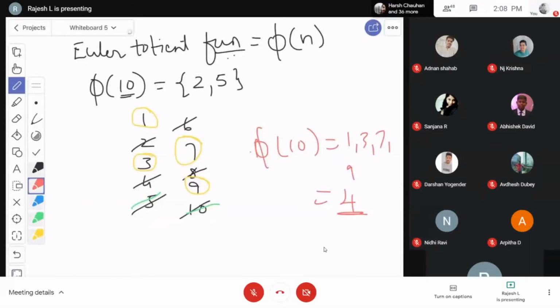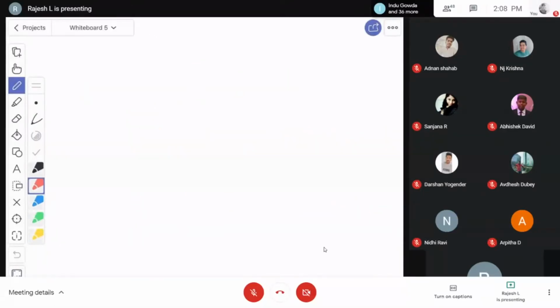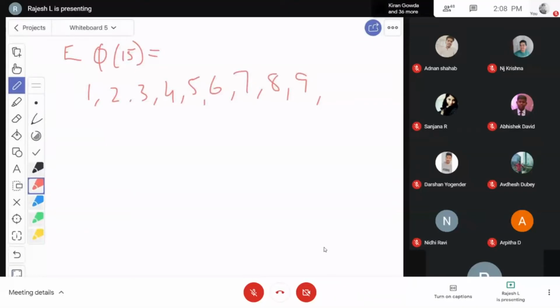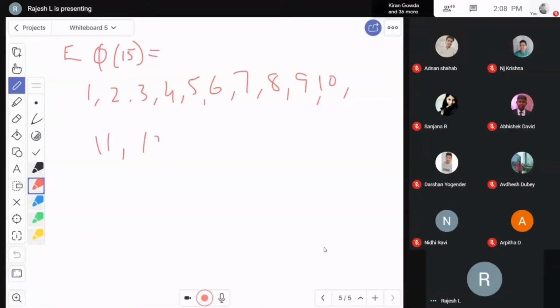Understood? Suppose I want the Euler totient function, phi of 15. 15 means I have the values 1, 2, 3, and I'll start writing the numbers from 1 to 15: 7, 8, 9, 10, 11, 12, 13, 14, 15.